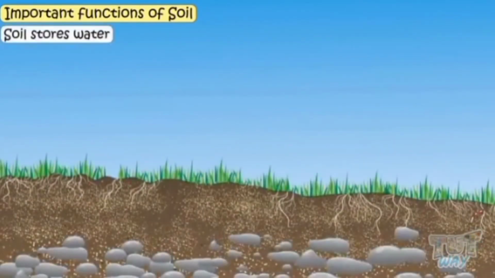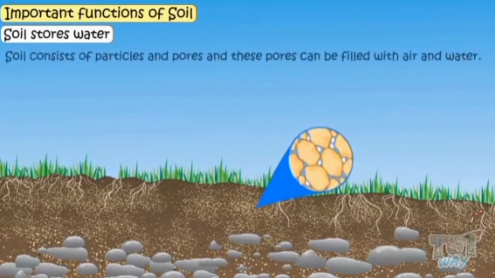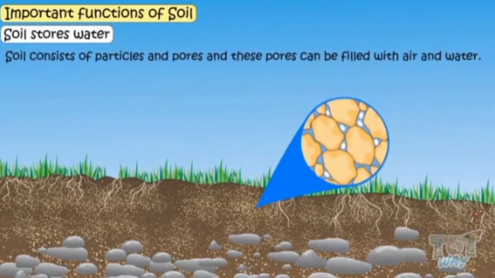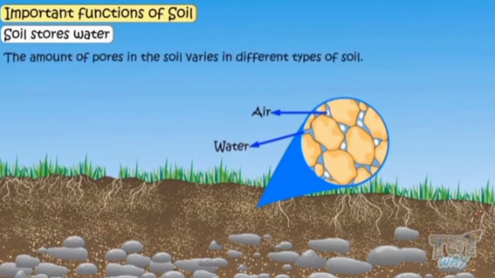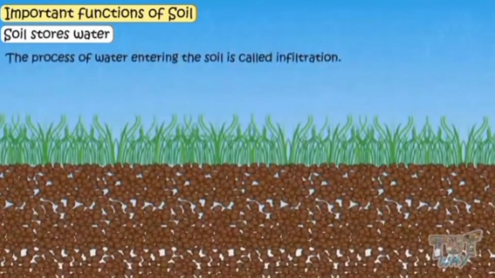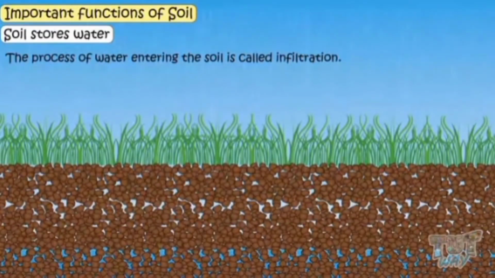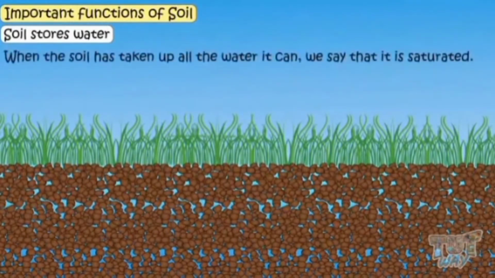Soil stores water. Soils consist of particles and pores, and these pores can be filled with air, but also with water. The amount of pores in a soil is different for different types of soil. The process of water entering the soil is called infiltration. When the soil has taken up all the water it can, we say that it is saturated.